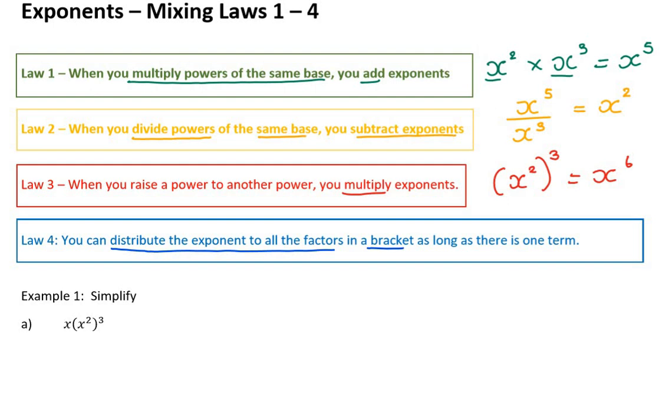And the last law says that you can distribute an exponent to all the factors in a bracket as long as there's only one term in the bracket. So what that means is if you have x and a y and it's squared, you can distribute that square to both of those factors only because there's one term in the bracket. If there were 2 terms, so if this was x plus y, then that's a whole different story, and we learned that in grade 9.